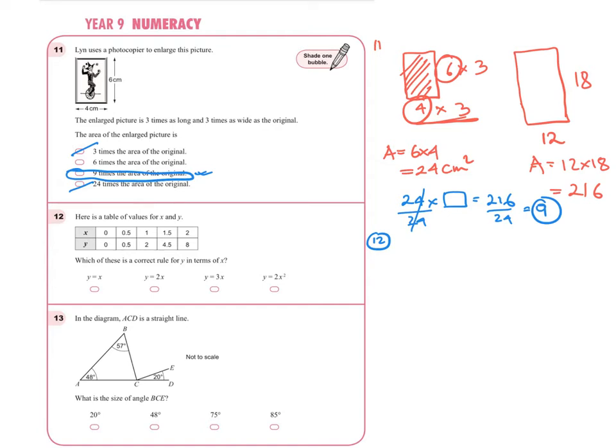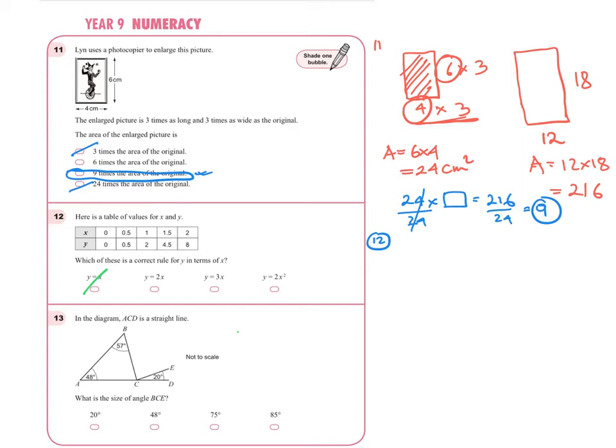We can see if x is equal to 0, y is equal to 0. It looks like the same, x 0, y 0. But then 0.5, 0.5, wow, the same. It does look like this one here, but we have to check the last one, 2 and 8. So that is not x equal to y. The last one is more like 2 times 2 times 2. So we can eliminate this one.